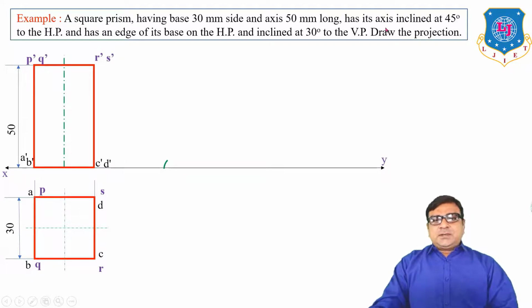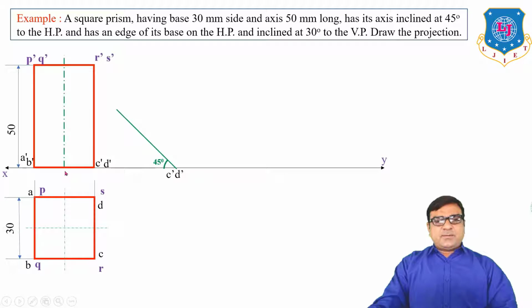Now we want the axis inclined 45 degree to HP. So here this axis is perpendicular to HP. So we have to redraw this front view in such a way that the axis makes an angle of 45 degree to HP. If the axis is inclined 45 degree, the base must be inclined 45 degrees.